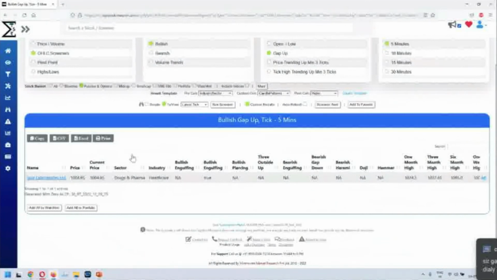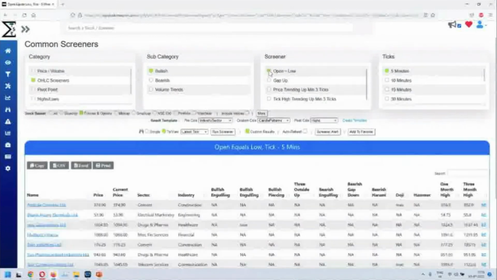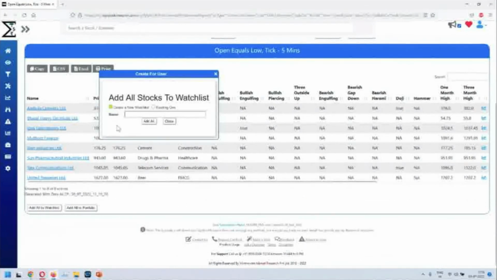What you can do also is, once you have certain stocks, this is a pretty bad one because there's only one which is coming out here. Let's see if open is equal to low. Now you found 8 stocks, right? Not everything that you'll start trading, you may want to analyze it further. So what you can do is you can add all the stocks to your watch list, either create a new watch list or add to an existing one for your future reference.